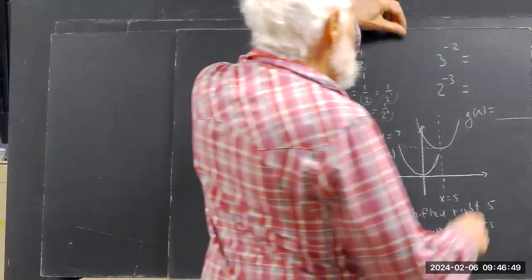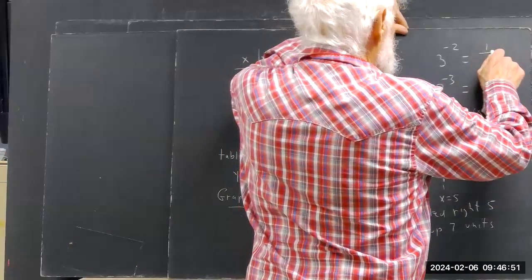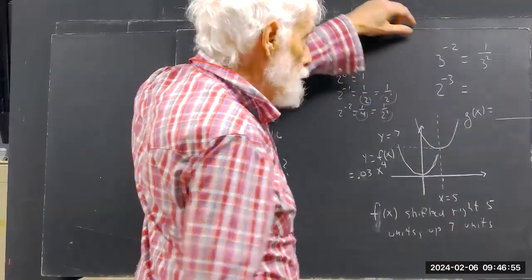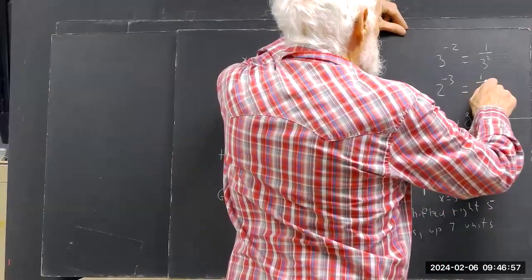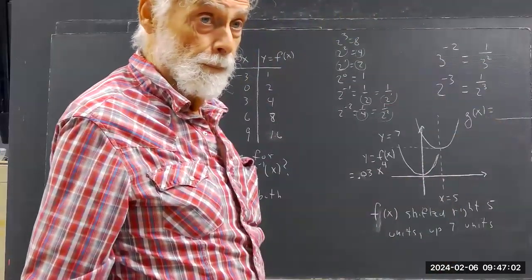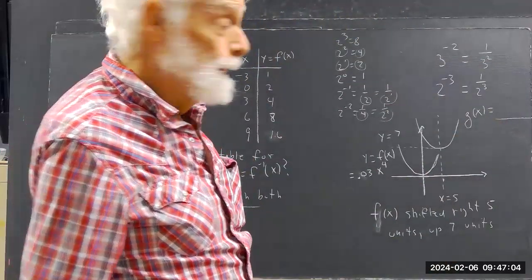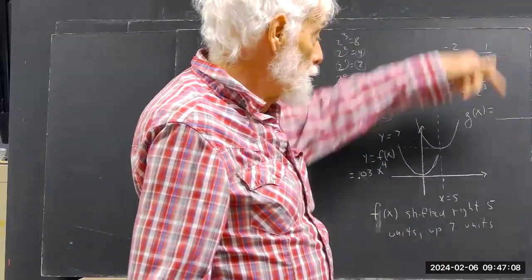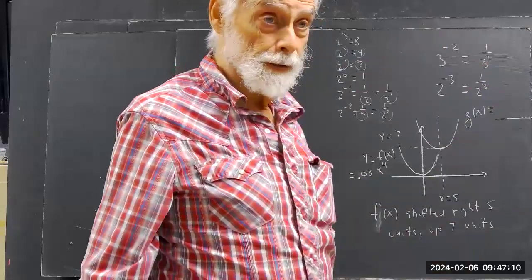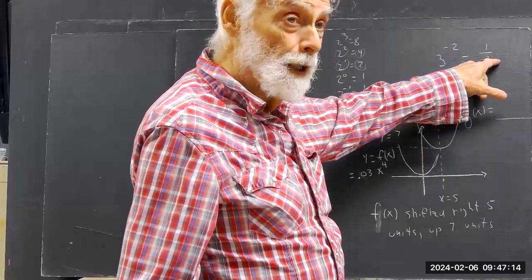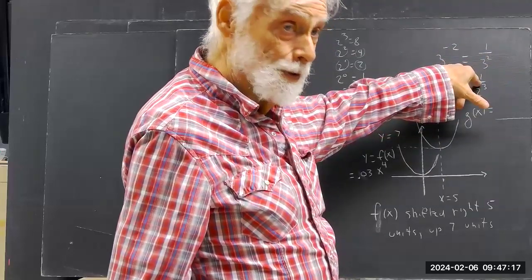Okay, the rule for 3 to the negative 2 just automatically means it's 1 over 3 squared. 2 to the negative 3 is 1 over 2 to the third. There's no negative over here. It's not negative 1 over 3 to the second. It's not 1 over 3 to the negative second. It's 1 over 3 to the second. Your exponent, if you wish, magically changes to positive when you put it down here.